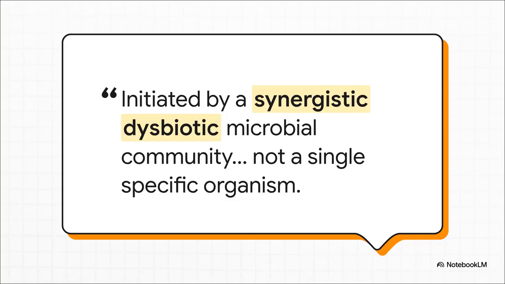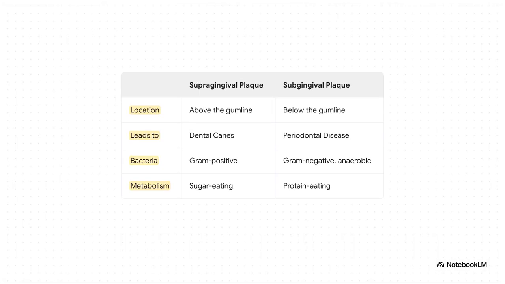This quote really captures the modern understanding perfectly. We used to have this idea that it was one specific bad bug causing the problem, but we now know it's a dysbiotic microbial community. Basically, the whole ecosystem gets knocked out of balance, and a whole group of bacteria starts working together, synergistically, to cause disease. And this shift in the ecosystem leads to 2 very different types of plaque.